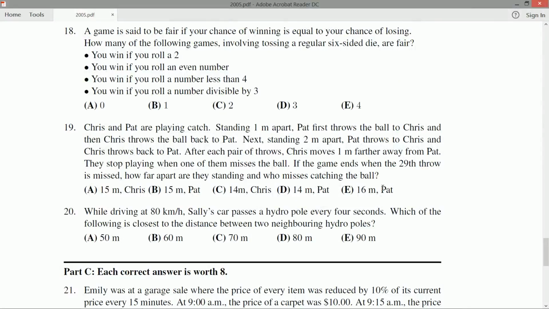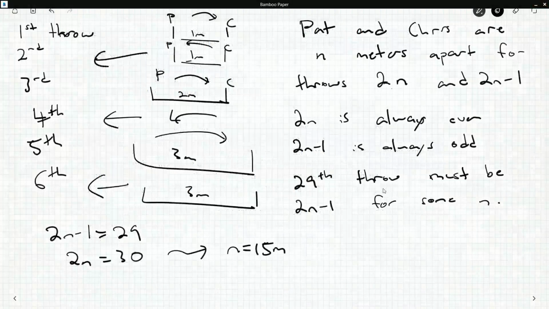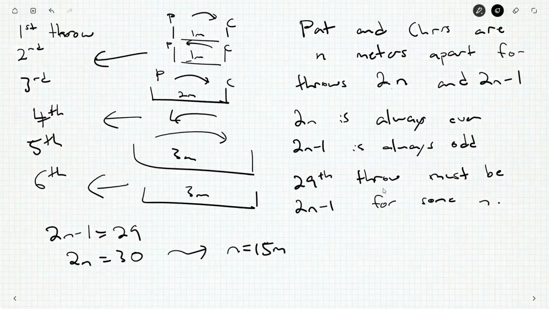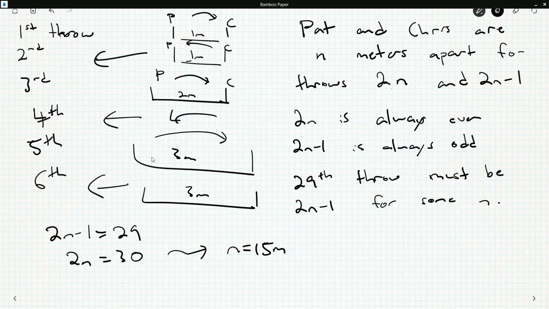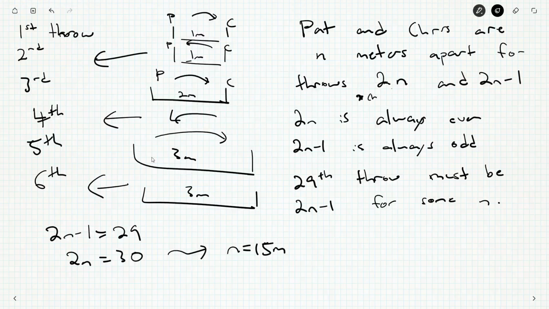So who's catching? Well, Pat throws to Chris, then Chris throws to Pat. Then Pat throws to Chris, and Chris throws to Pat. This is the pattern they give us. Pat throws to Chris, then Chris throws back. Chris is always the one throwing back, and the throwing back occurs on the even ones. So this is Chris to Pat, and the odd ones are Pat throws to Chris.